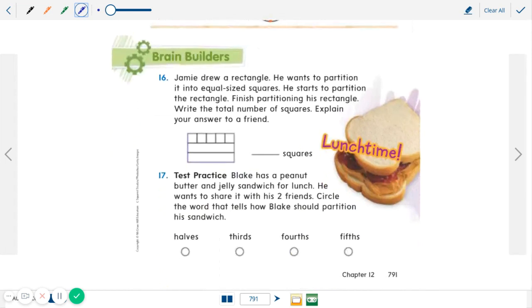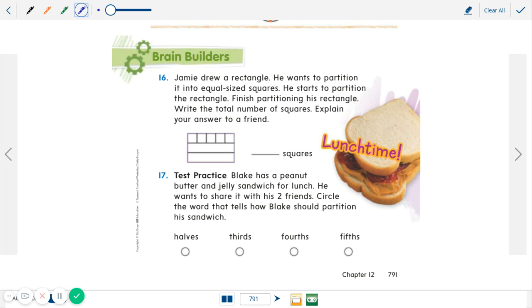Jamie drew a rectangle. He wants to partition it into equal-sized squares. He starts to partition the rectangle. Finish partitioning his rectangle. Write the total number of squares. Explain your answer to a friend. So maybe if you have someone at home that you can explain this to, go ahead and do that.